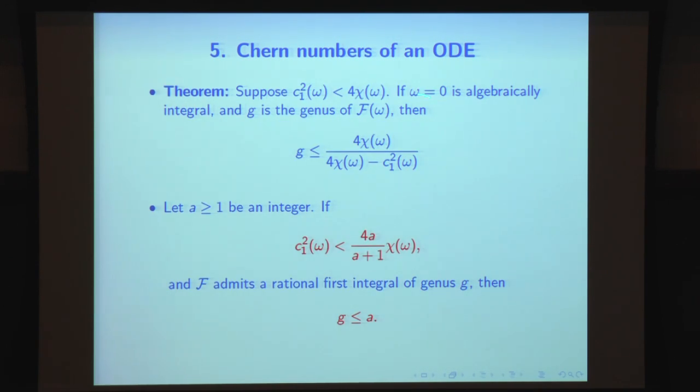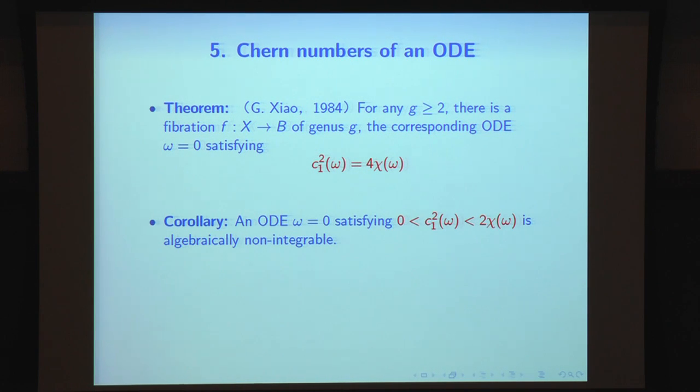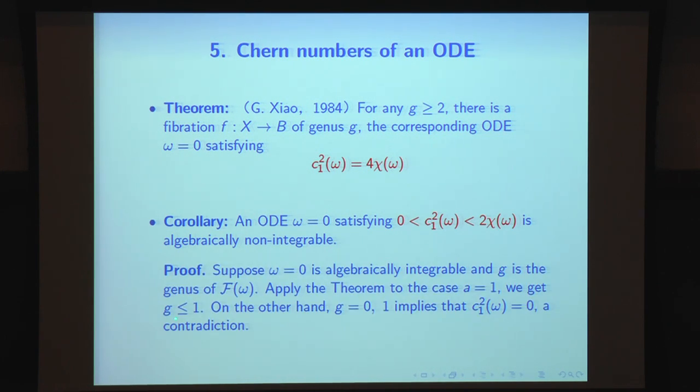condition in this inequality. A is 1, the coefficient in the inequality is 2. So this means we can bound the genus G. G is less than or equal to A, which is 1. But for genus 0 fibration and genus 1 fibration, the modular invariants are always 0, the first modular invariants. So this is a contradiction to this inequality.